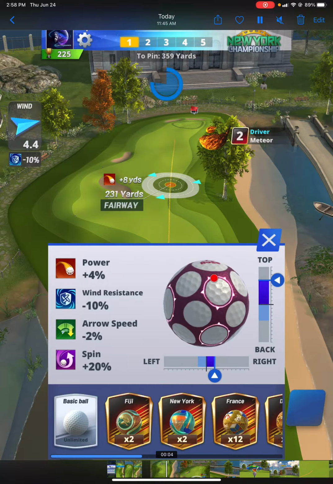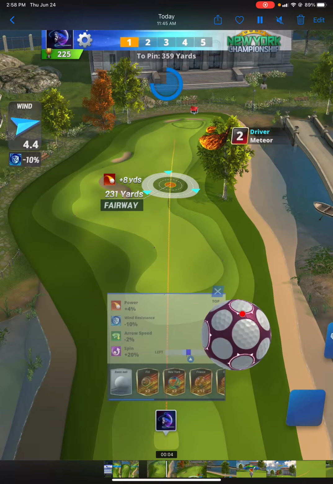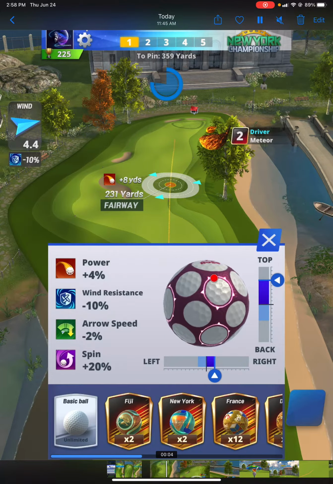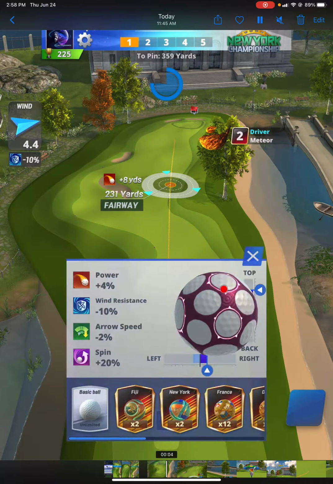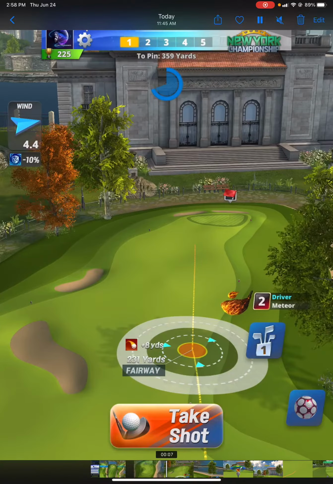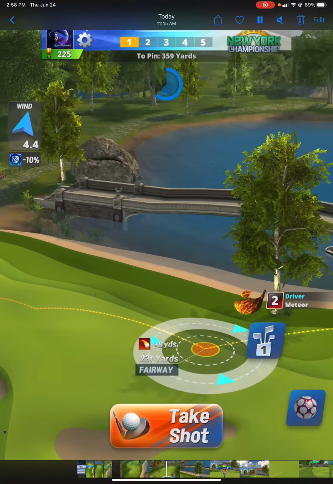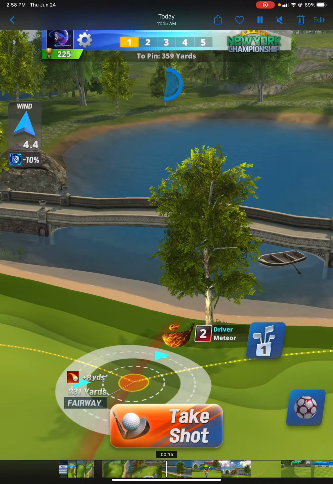If you want to know why I picked this ball, it's because I wanted a good power stat with low wind resistance. We don't want to eliminate the wind. The higher the wind resistance, the lower the wind is. And normally that's a good thing, like on a par 3, or on a long par 5 if you're getting headwind. But anytime you're getting tailwind, you want to keep as much wind as possible so that your ball will travel further from the tee box.